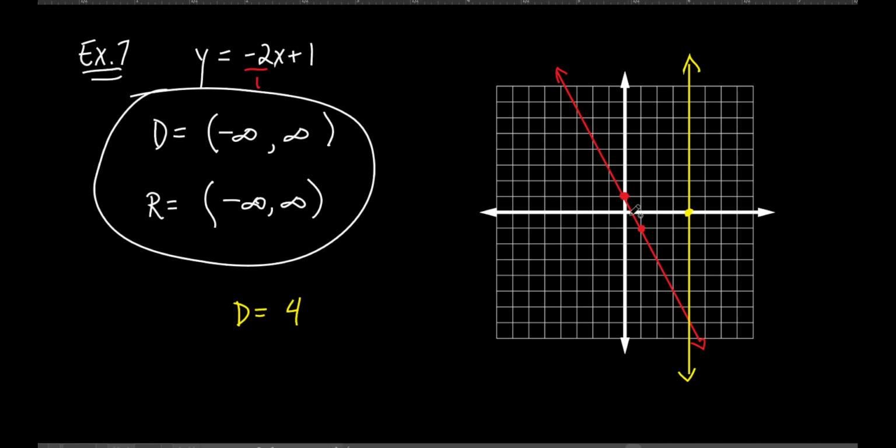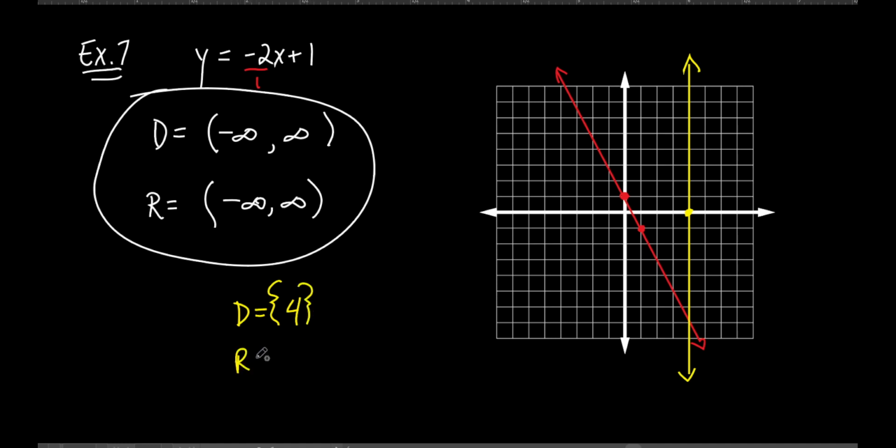Because look, what if I went to 1? Could I jump over to that yellow line if I went over to 1? No, I could go up as far as I want, and I'll never hit that yellow line. You follow me on that? If I jump over here to 5, is there any way I could hit that yellow line? No. The only possible value for x is 4. So that's the domain. Put it in a little bracket thing.